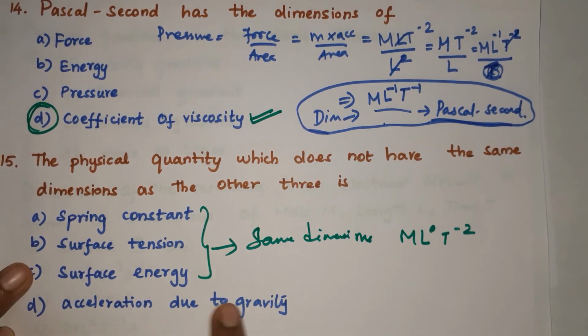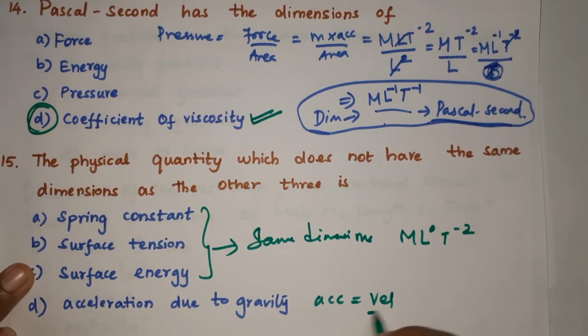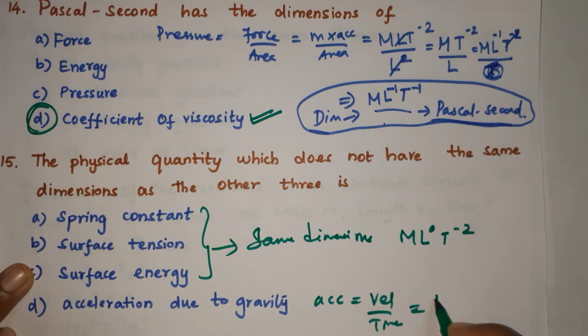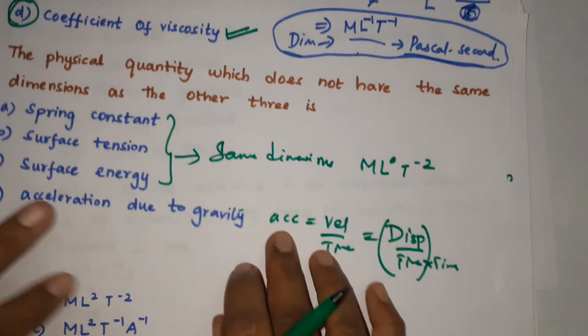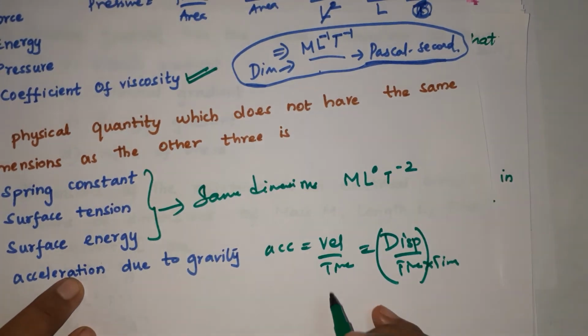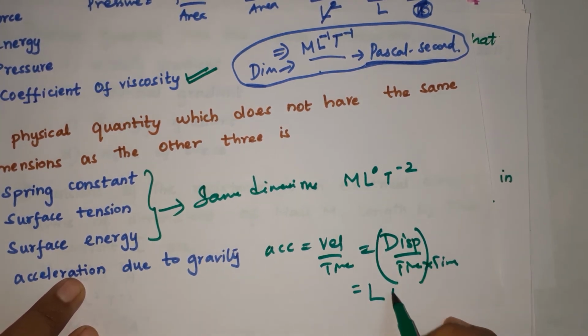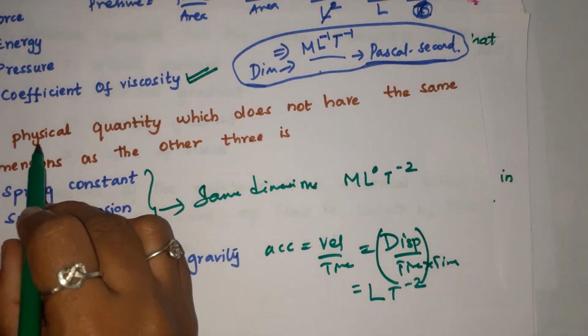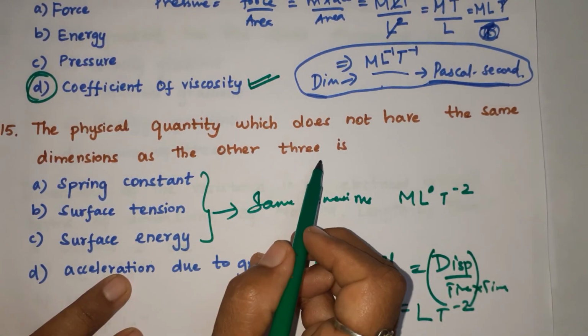But acceleration due to gravity, which is acceleration, is equals to velocity by time. Velocity is displacement by time, so time into time. Which can be written as, we can take this dimension: displacement is nothing but length, T power minus 2. Physical quantity which does not have the same dimension as the other three.